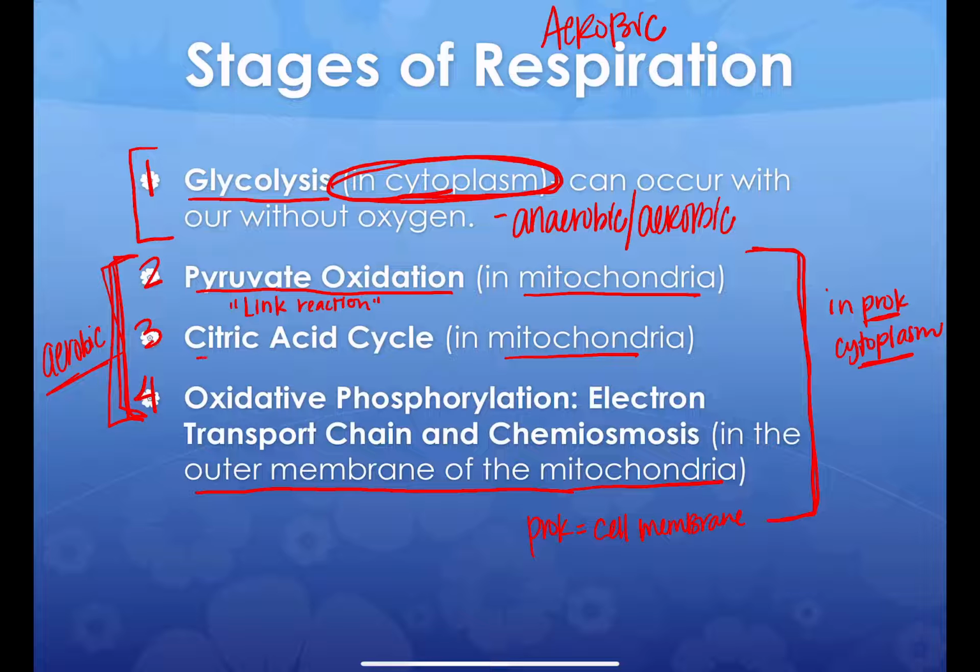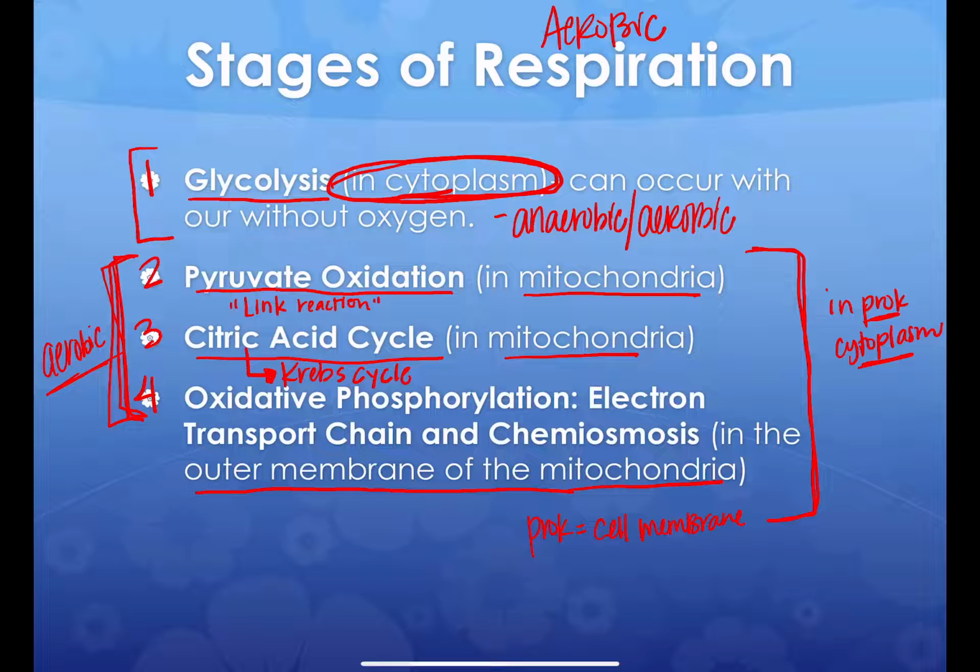The third step is the citric acid cycle, also known as the Krebs cycle. So it's important that you recognize it by both names. I cannot promise which one AP will use. Both names are very common for that step.